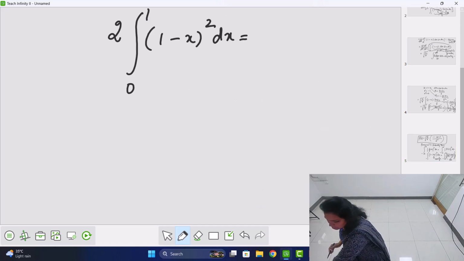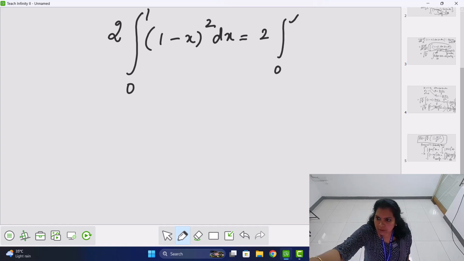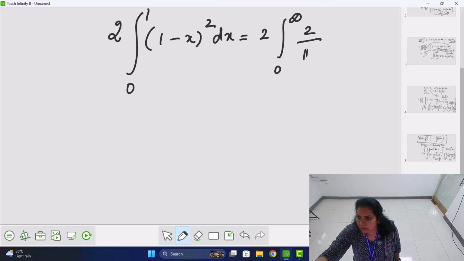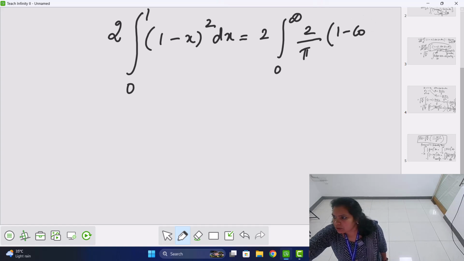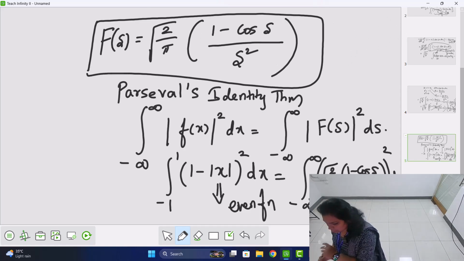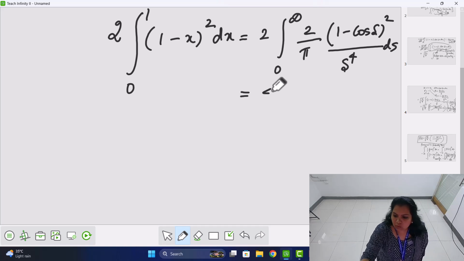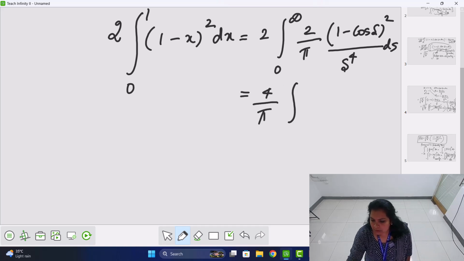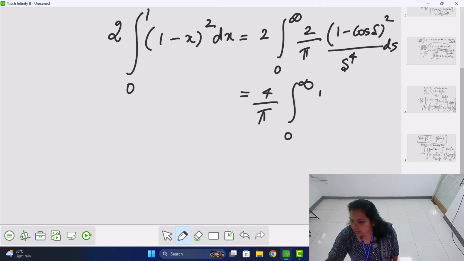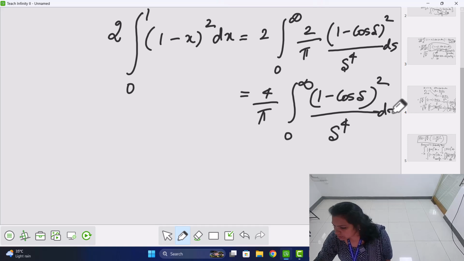So you get it as twice, already there, integral 0 to infinity, 2 by pi, (1 minus cos s) the whole square divided by s power 4 ds. So this is the value. Yeah. So we will get it as 4 by pi, integral 0 to infinity, (1 minus cos s) the whole square divided by s power 4 ds.